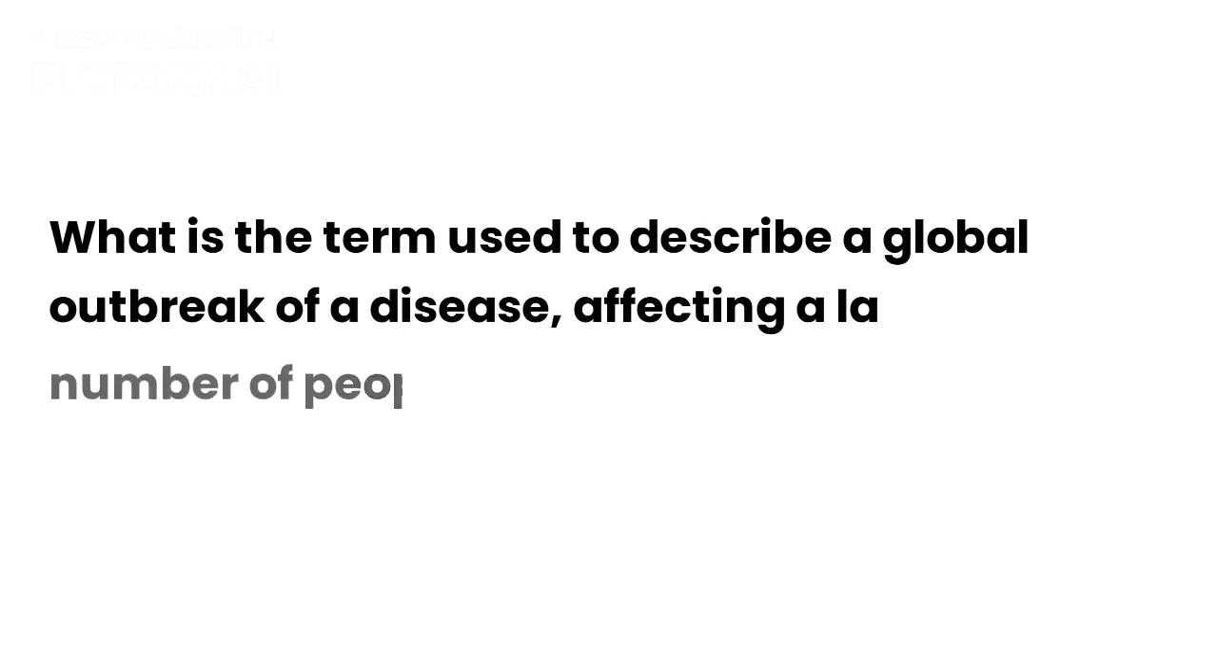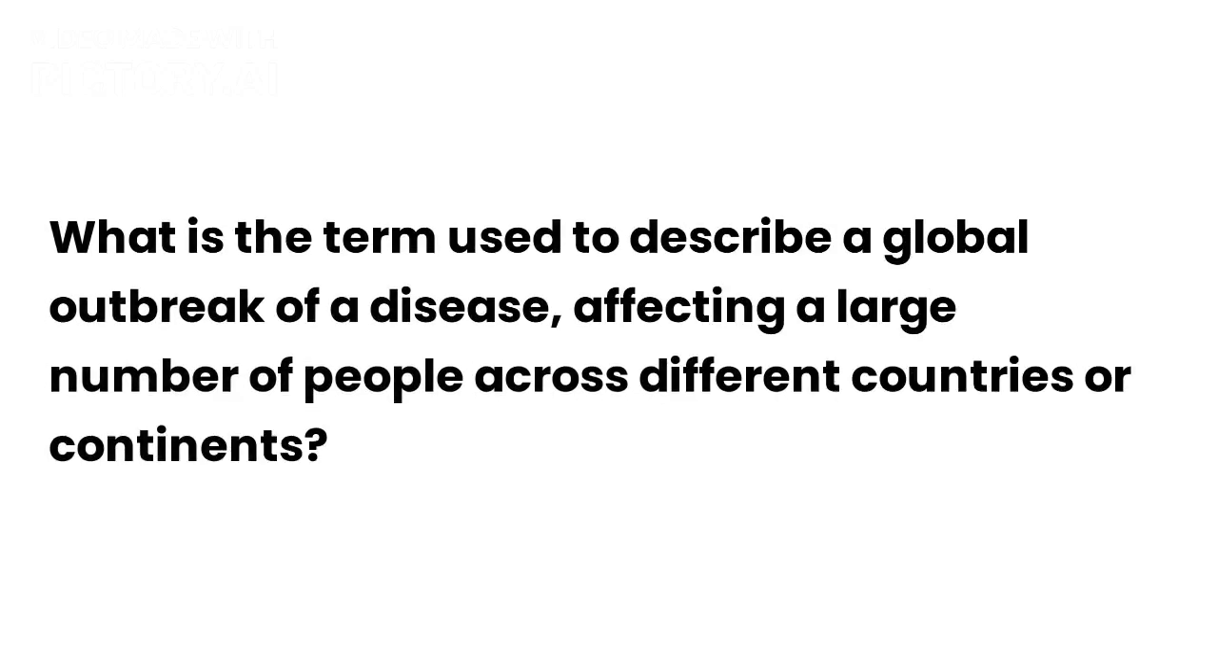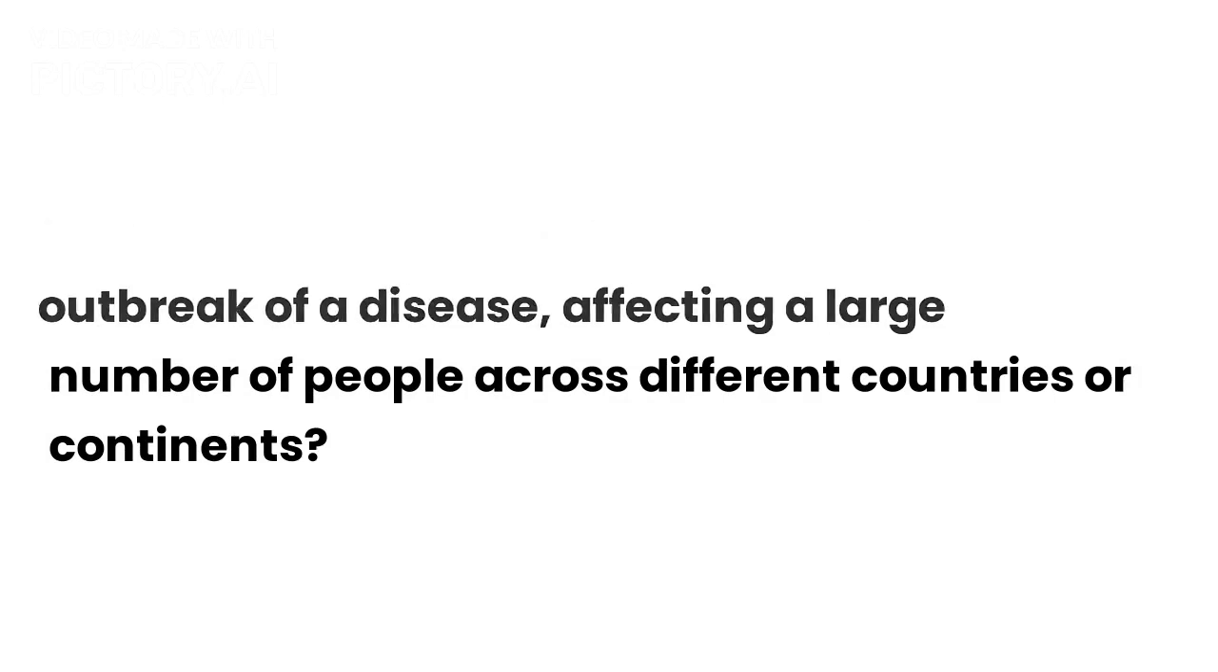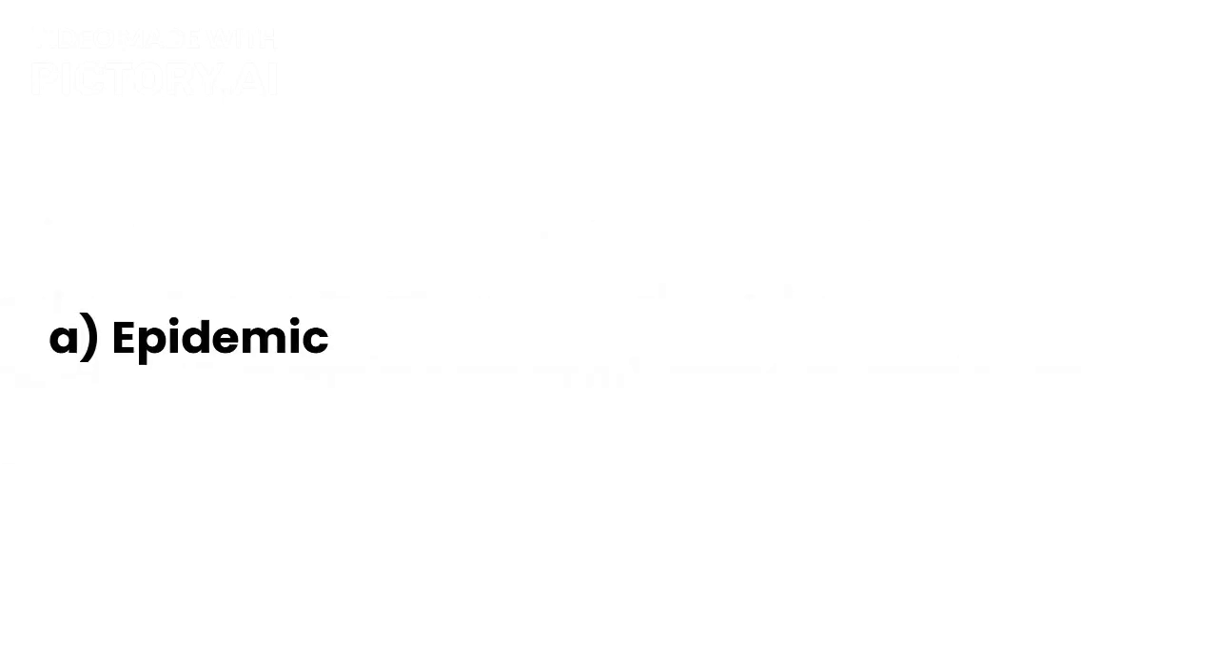2. What is the term used to describe a global outbreak of a disease, affecting a large number of people across different countries or continents? A. Epidemic. B. Pandemic. C. Outbreak. D. Syndemic. Answer, B. Pandemic.